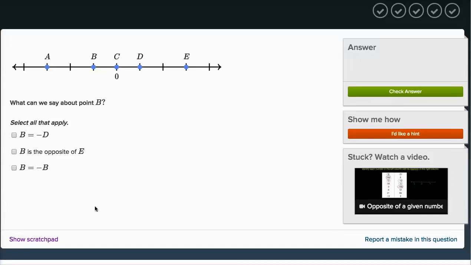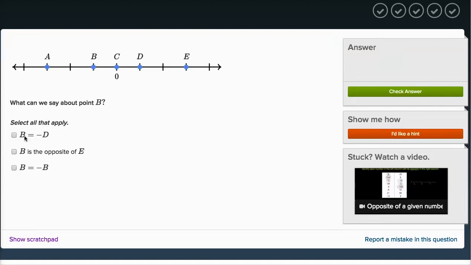So let's do a couple of examples of the number opposites exercise on Khan Academy, just to make sure that we've really digested what it means to be the opposite of a number. They have a number line here, and they've marked some of the numbers with letters. This is A, B, C, D, E. Then they say, what can we say about point B? Point B is one hash mark to the left of 0. Select all that apply.